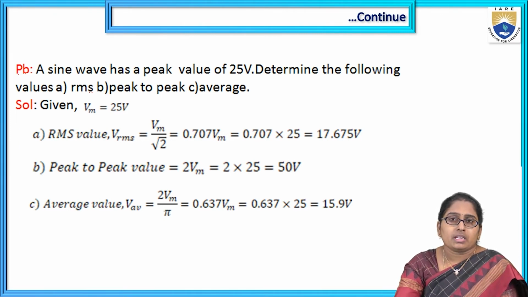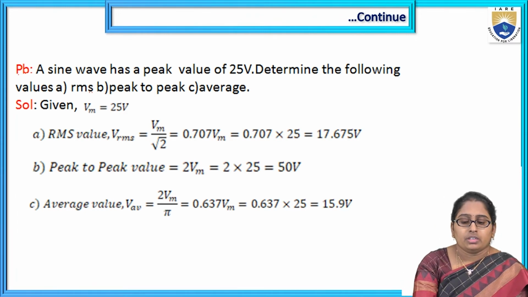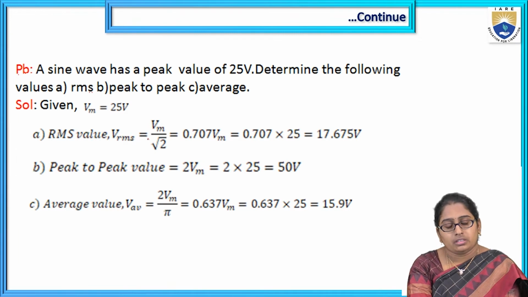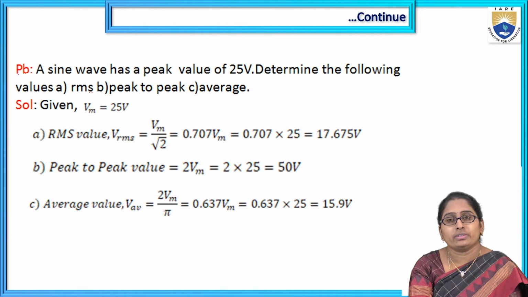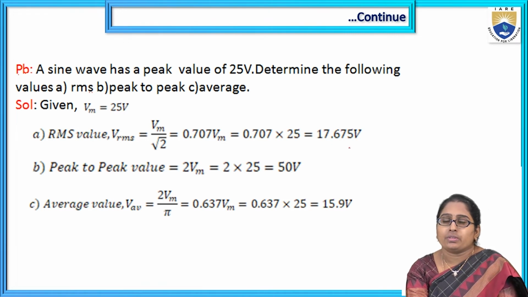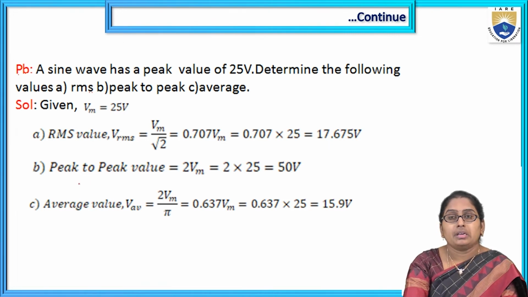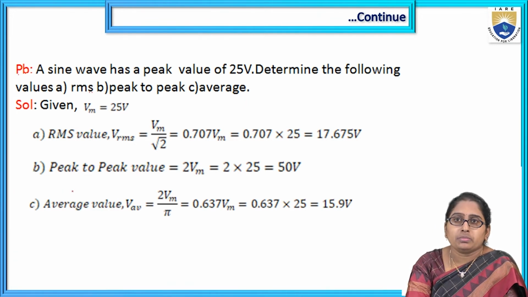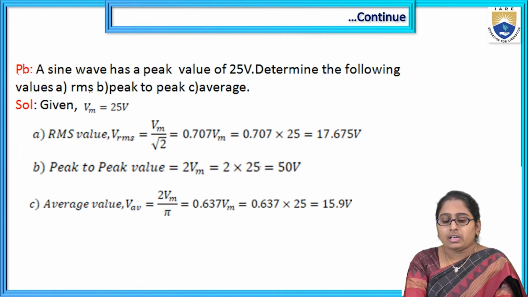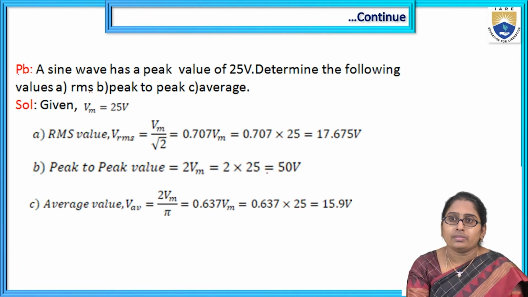First, part A. For a sinusoidal signal, the RMS value is given in terms of Vm as Vrms equals Vm by root 2, that is nothing but 0.707 Vm. Substituting the Vm value 25, we get 17.67 volts. Next, part B, the peak to peak value. Peak to peak means from the positive peak to the negative peak, which is given by 2 Vm or 2 Em. Substituting Vm of 25, 2 into 25 is 50 volts.